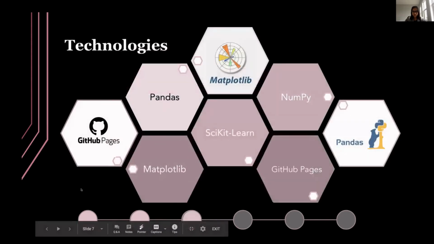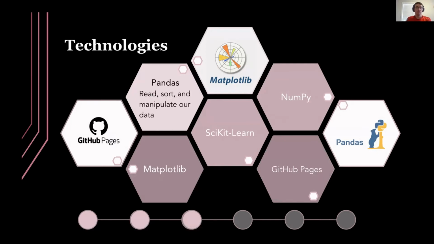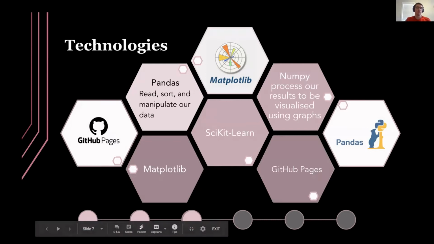So to complete our project, we used a wide variety of libraries. The first one we used was Pandas. For Pandas, we used it to read data from our CSV file, as well as do some manipulation to our data to prepare it for the logistic regression. We also used NumPy, which we used after we had our model in order to process the results so we could prepare them to be used for graphs.